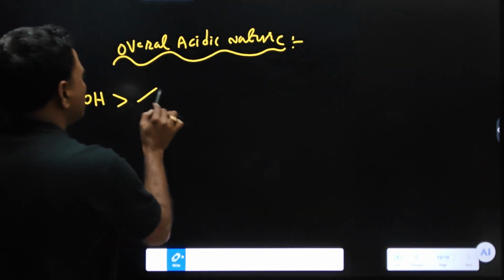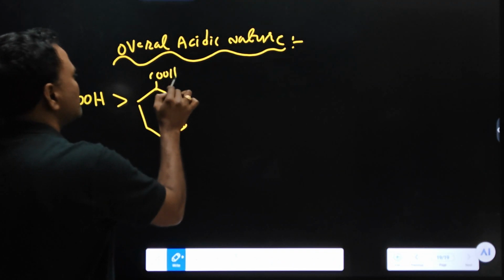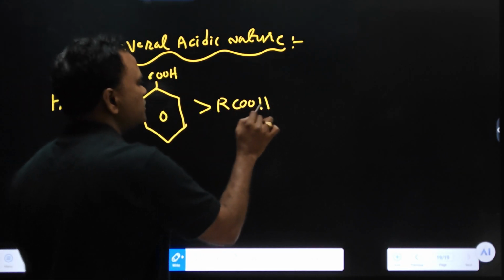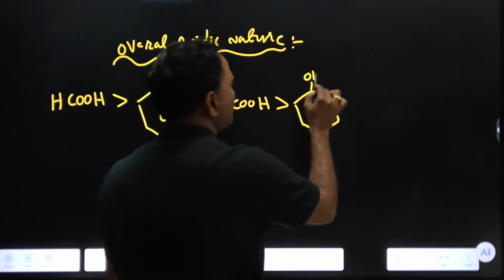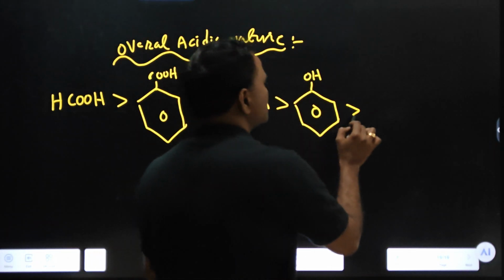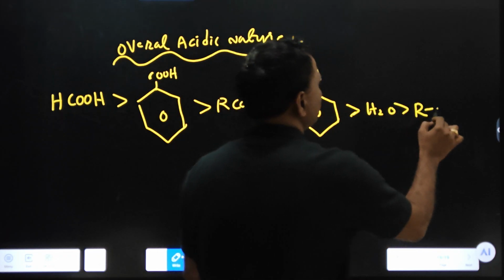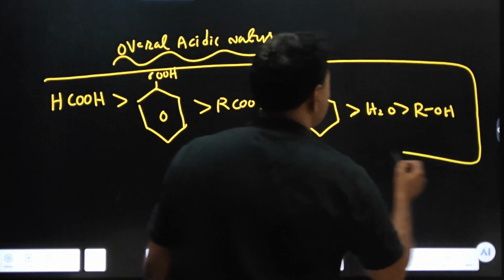Formic acid is more acidic than benzoic acid. Benzoic acid is more acidic than aliphatic carboxylic acid. Aliphatic carboxylic acid is more acidic than phenol. Phenol is more acidic than water. Water is more acidic than alcohol. Remember this overall acidity order.